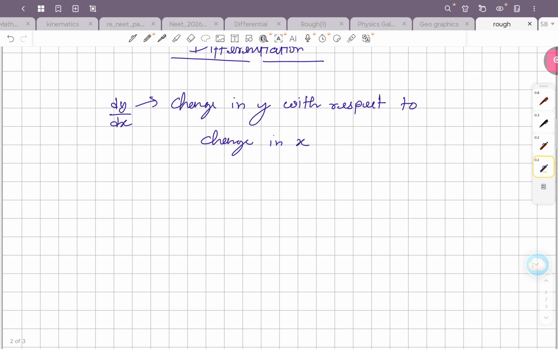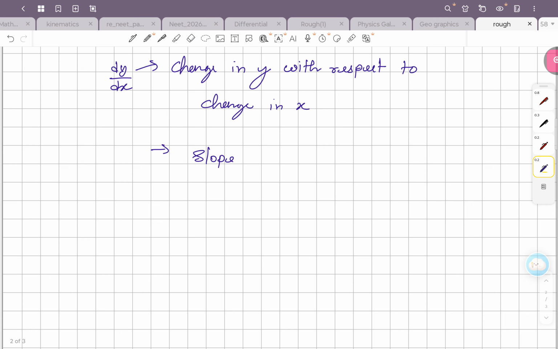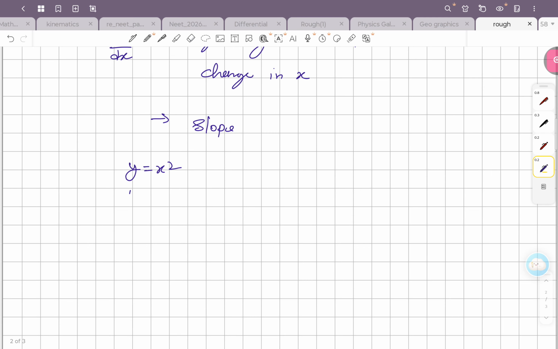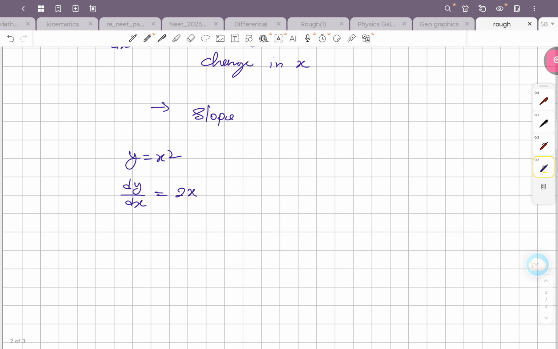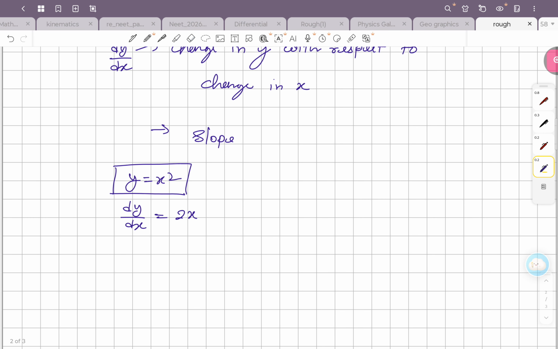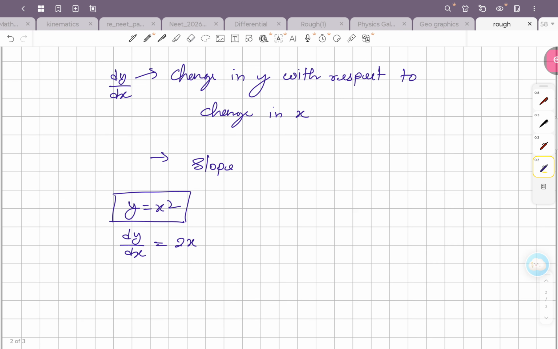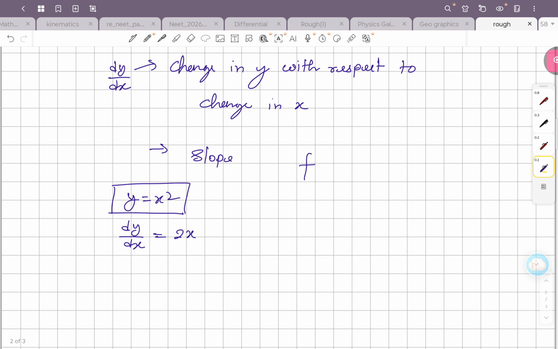It also represents the slope. Suppose you are given y equal to x square, how can you find the slope? Just differentiate it. dy by dx is equal to 2x, which represents the slope of the y equal to x square curve, a parabola. Sometimes it is denoted by f dash x, and the second differentiation is represented by f double dash x.